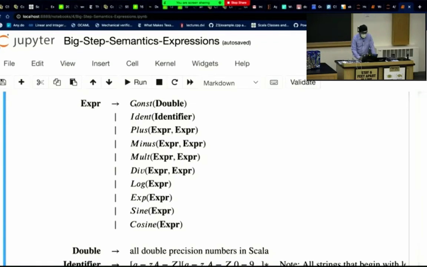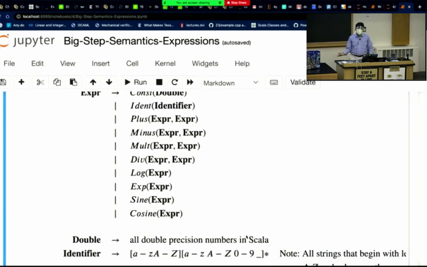An expression can be a constant, which is just a number. An expression can be a variable or an identifier. An expression can be the sum of two expressions. Excuse me. An expression can be the subtraction of two expressions. It can be the product of two expressions using this mult constructor. It can be the division of two expressions, the log, exp, sine, cosine, and so on. Double maps to all double precision numbers in Scala.